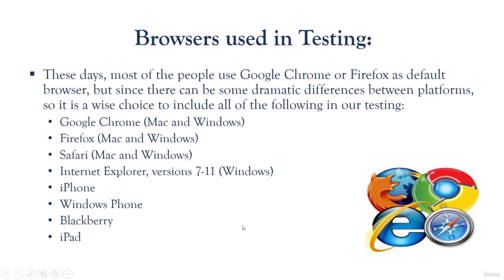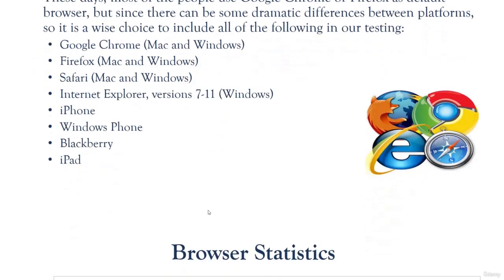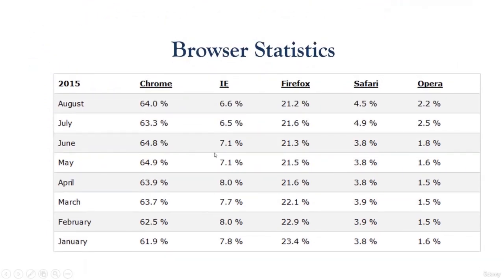Browser use in testing: mostly these days, people are using Chrome and Firefox as the default browser. But since there can be some dramatic differences between the platforms, it is advised to include the following in all testing types: Firefox, Safari, Internet Explorer, the iPhone, Windows, BlackBerry, and the iPad. And these are the browsers.